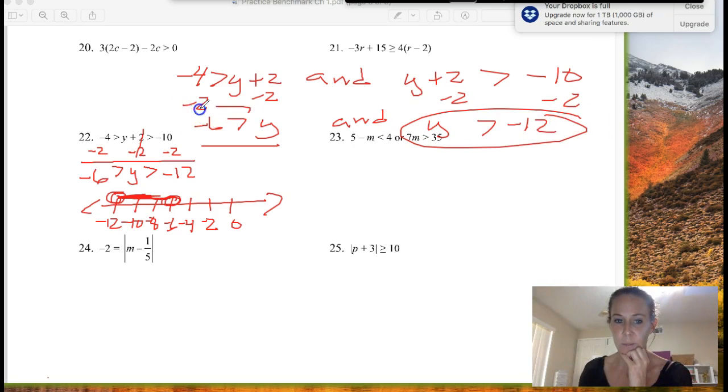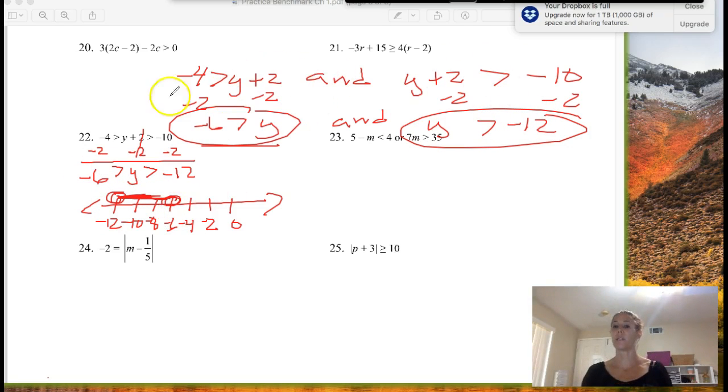Okay, so y is less than -6, we did that this way. Y is greater than -12, we did that this way, and we come up with the same graph. So you could separate it or you could solve it at the same time. Now let's look at this OR scenario.